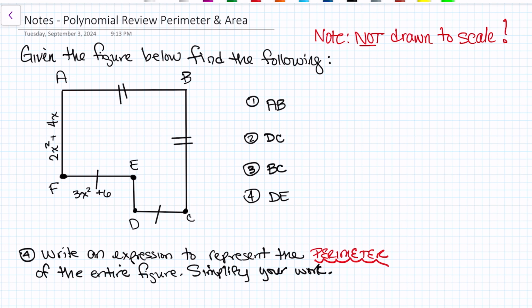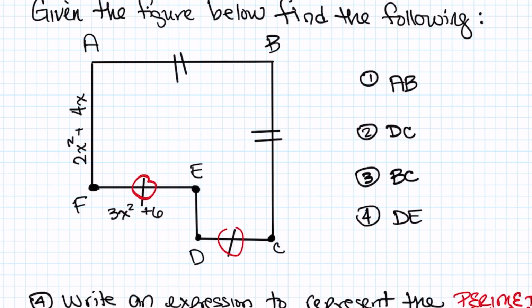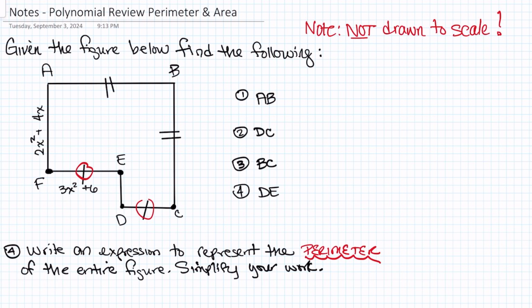So let's get started. All right, so first things first, we want to make sure we pay attention to all of the markings on here. These little tick marks are really important because they're telling me that those two line segments, FE and DC, are congruent. And notice up here in my directions, it says the figure is not drawn to scale. So I can't just count the little boxes and say, okay, it must be the same length as that. That's not what it's trying to do here. And as a matter of fact, as it's drawn, DC is clearly a little bit shorter than FE.